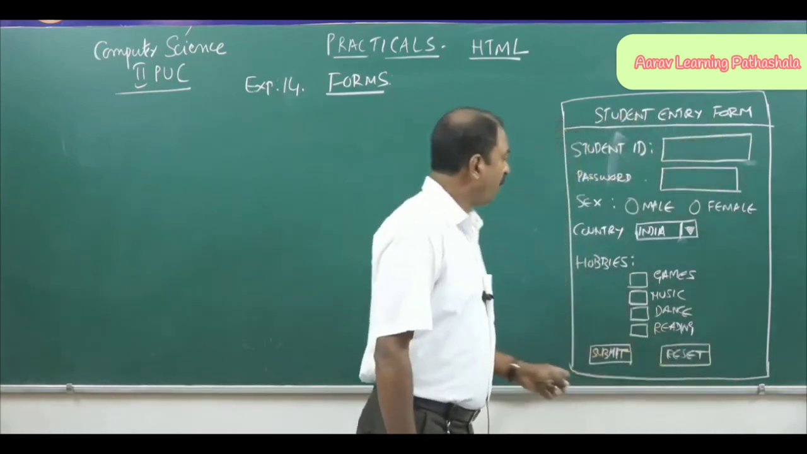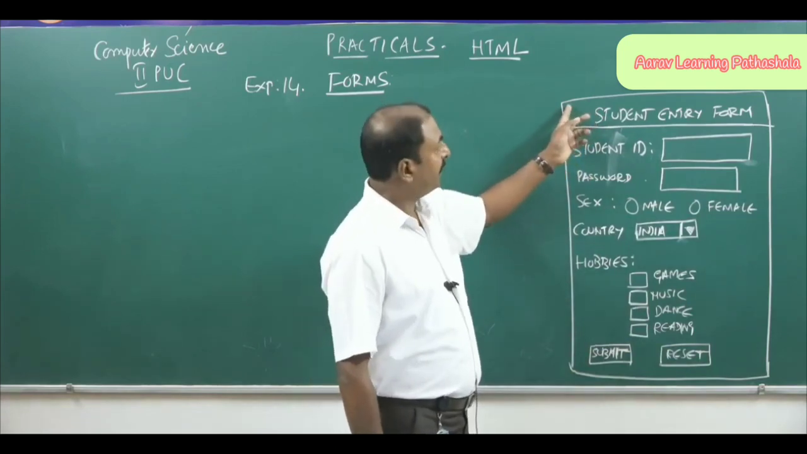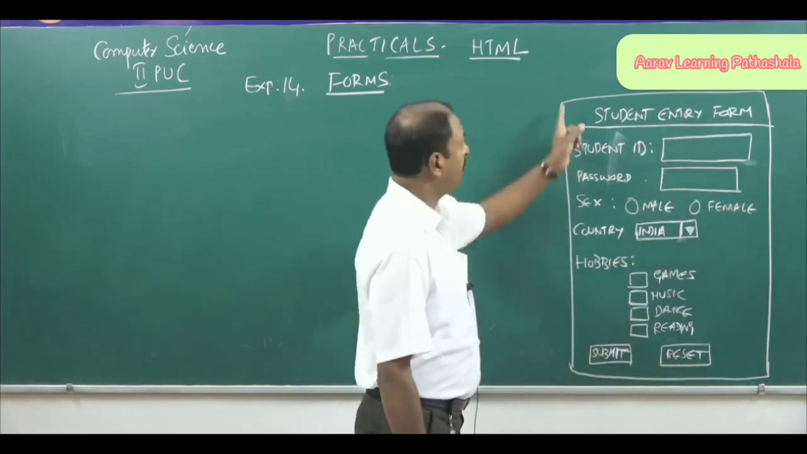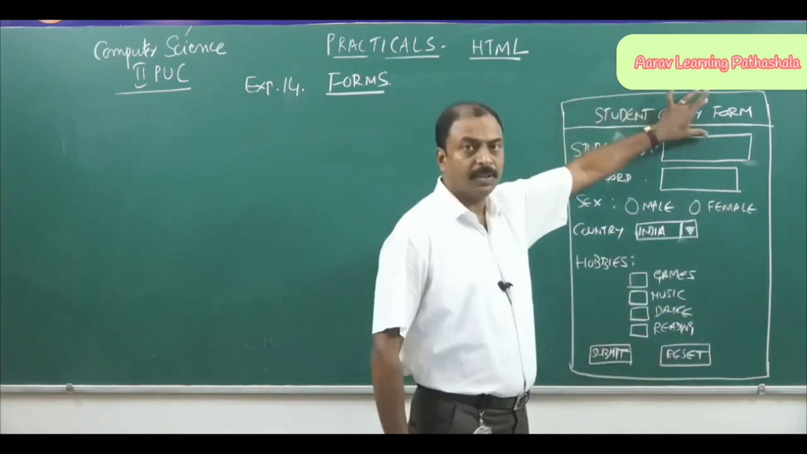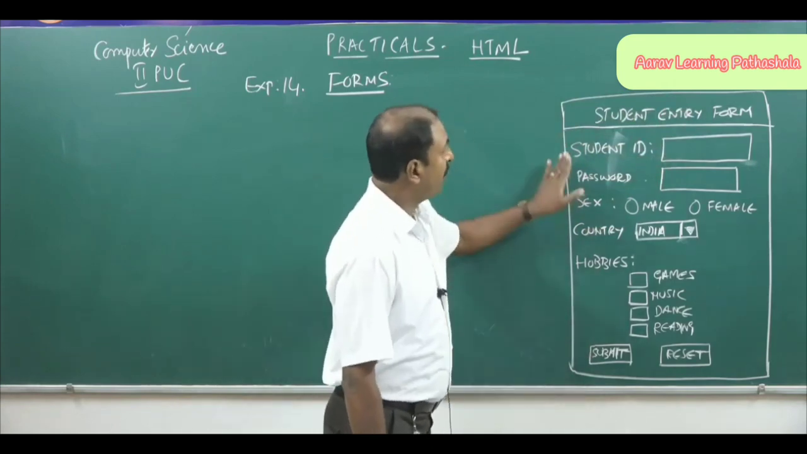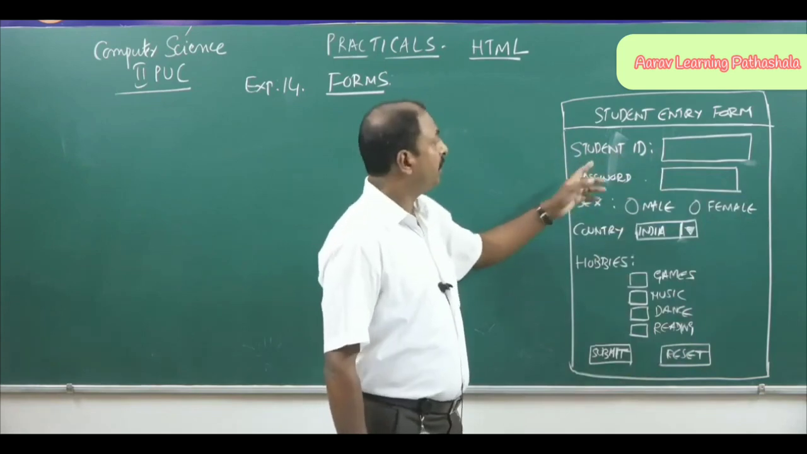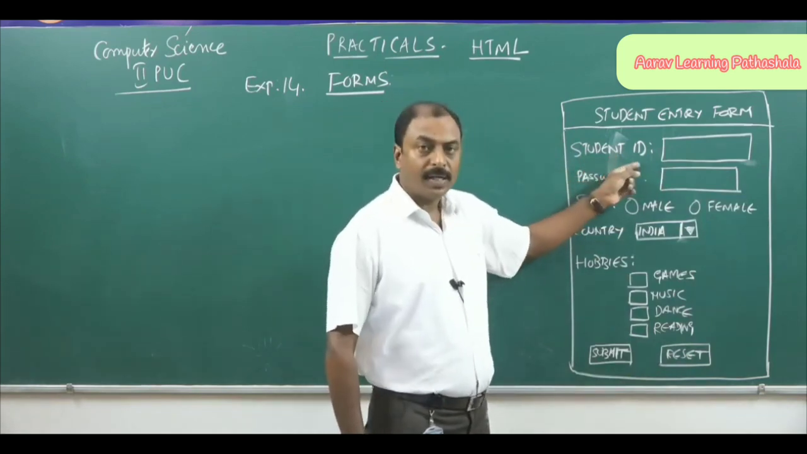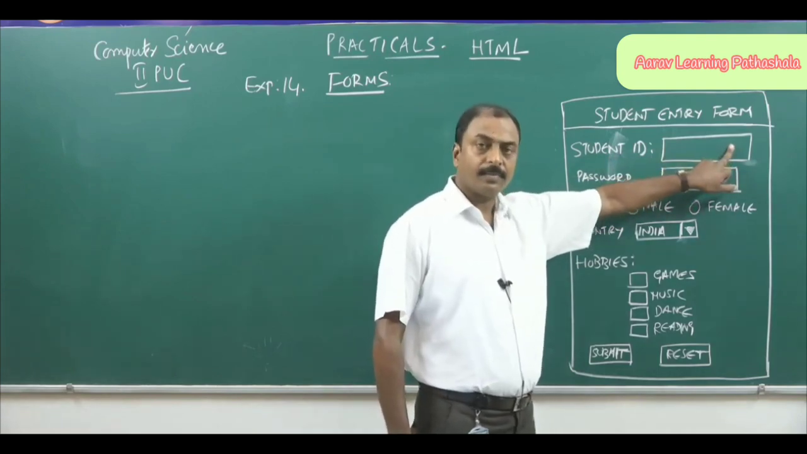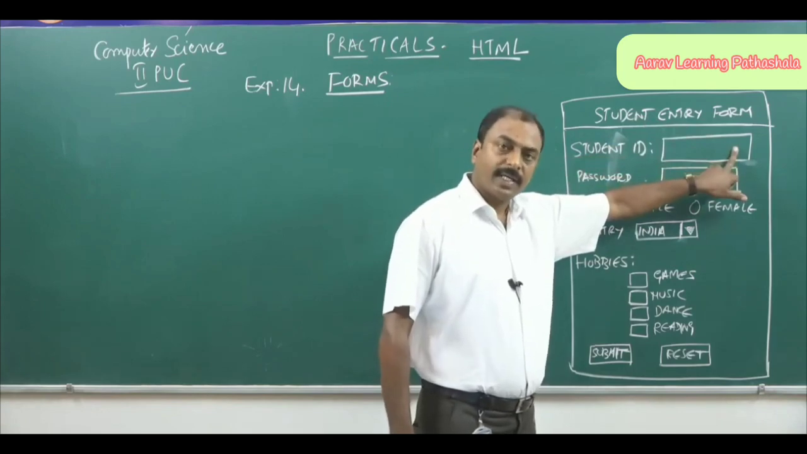So we have to create an HTML form. This is one table, and inside the table is a heading, and everything else is entered as one row in the table. The first one is called student ID. Here the student is supposed to enter his ID. This is a text field.